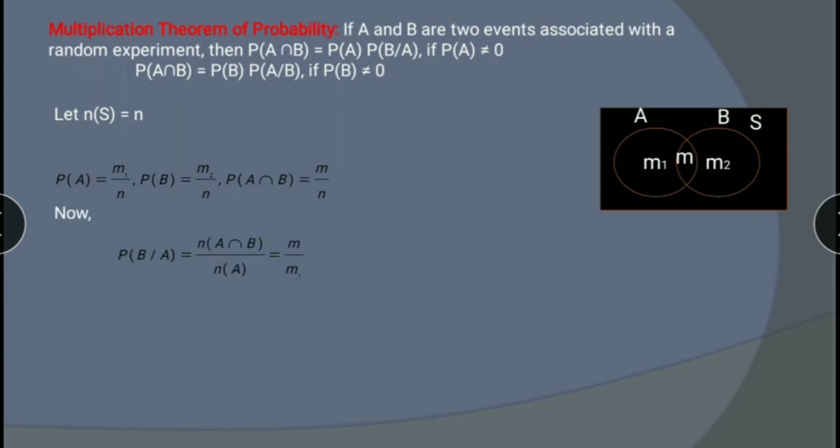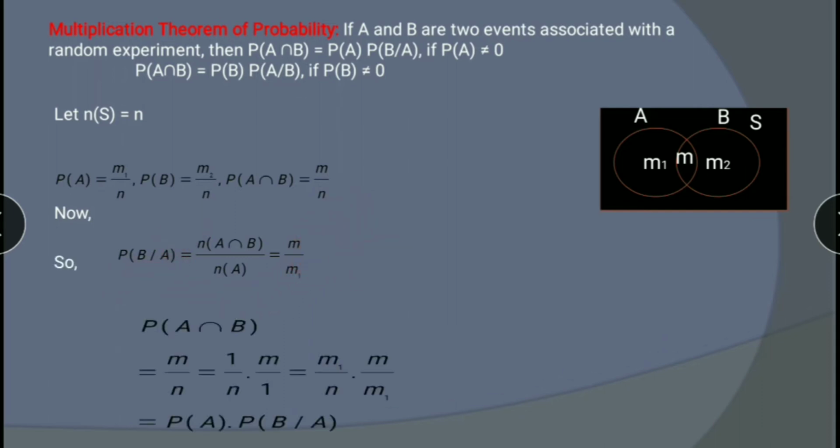Now, what will be probability of B given A? We have done conditional probability, so this is equal to number of elements in A intersection B upon number of elements in A. So how many number of elements are there in A intersection B? There are M elements divided by number of elements in A. How many number of elements are there in A? There are M1. So probability of B given A, which is the probability of occurrence of B when A has already occurred, is M divided by M1.